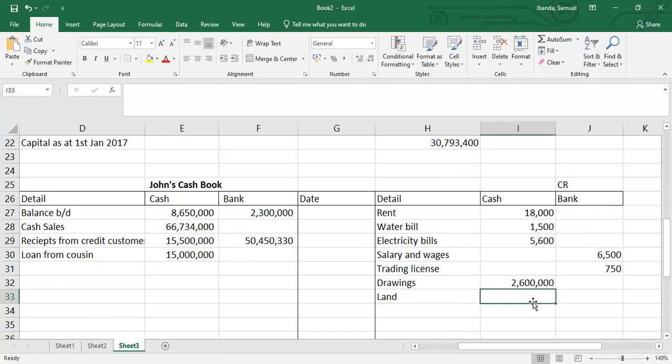And I'm going to record still the whole amount that was used to pay for land. So as it is, the other side is how I record it here, okay? So that is land.